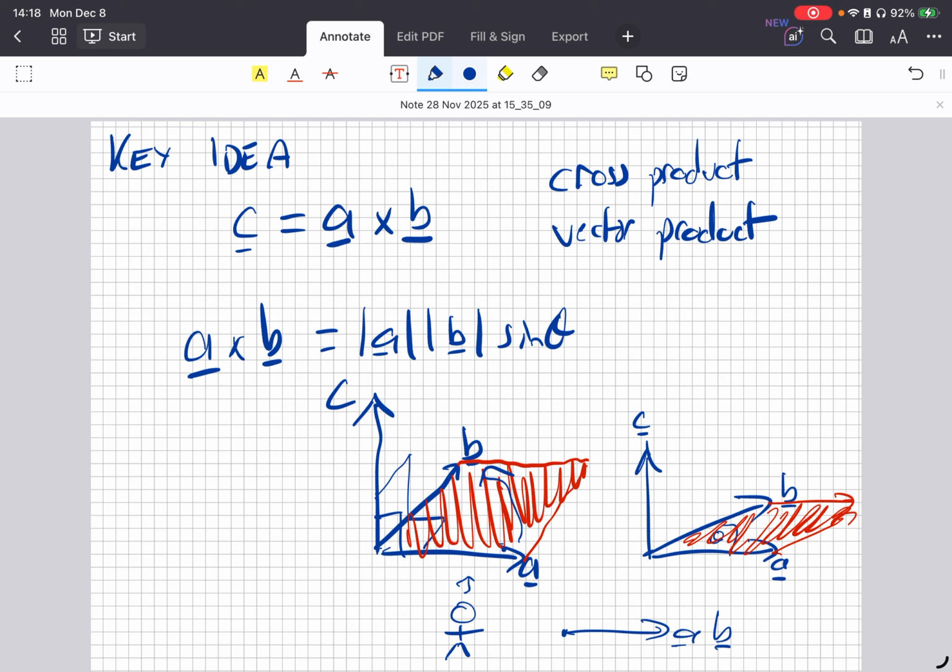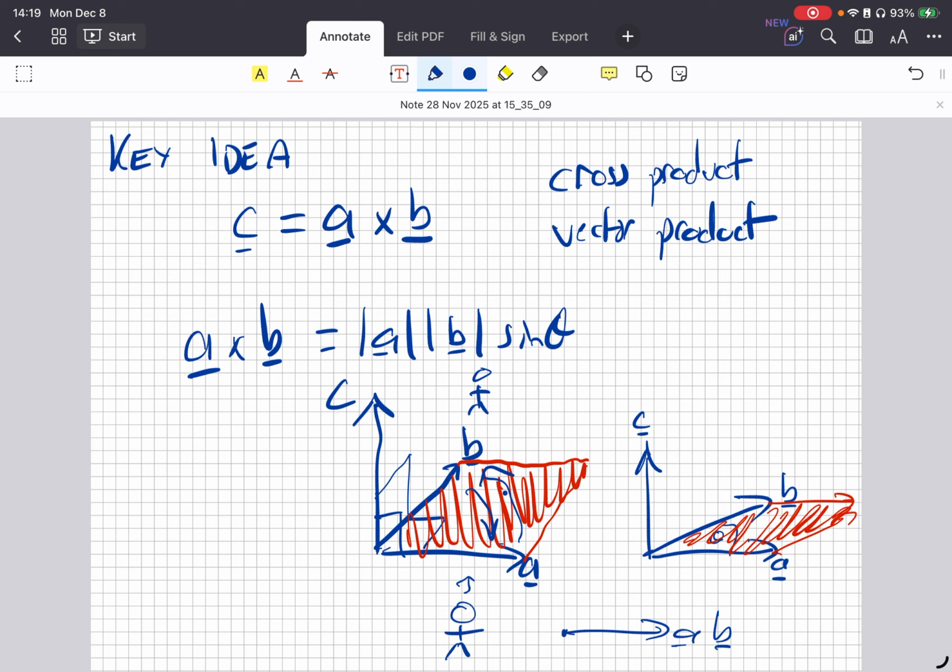Now B cross A: if we were above looking down, and we took the cross product between B and A, turning from B to A would go the other direction. It would go this direction, and so that would drive the screw in this downwards direction. So B cross A is actually in the opposite direction. That's the right-hand screw rule.